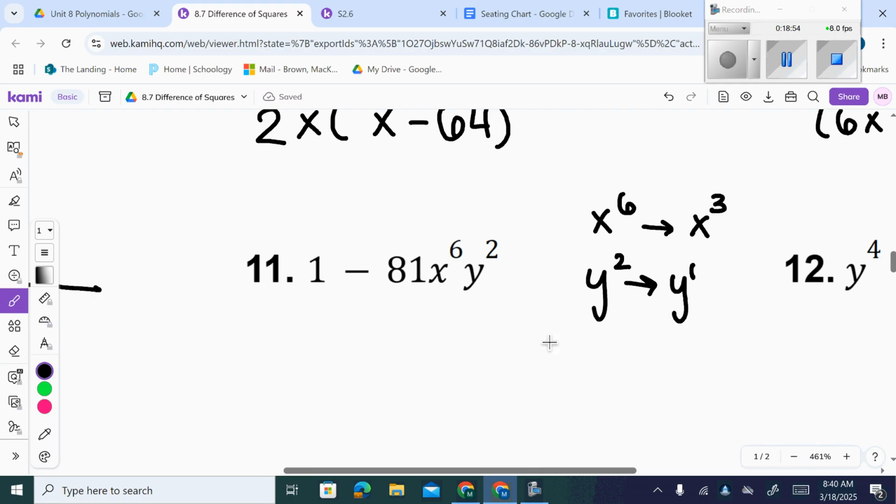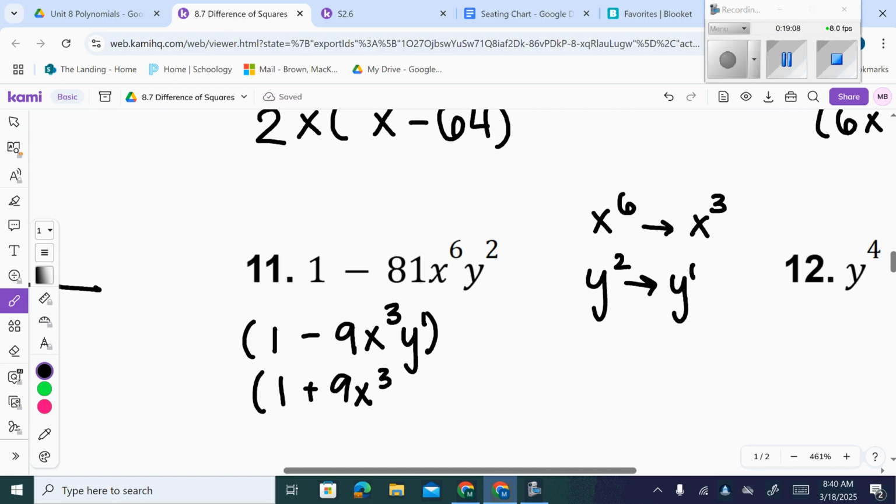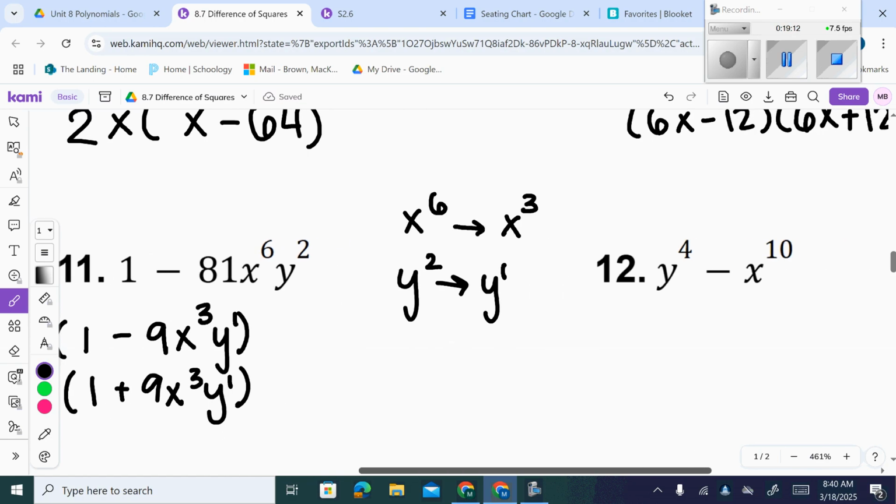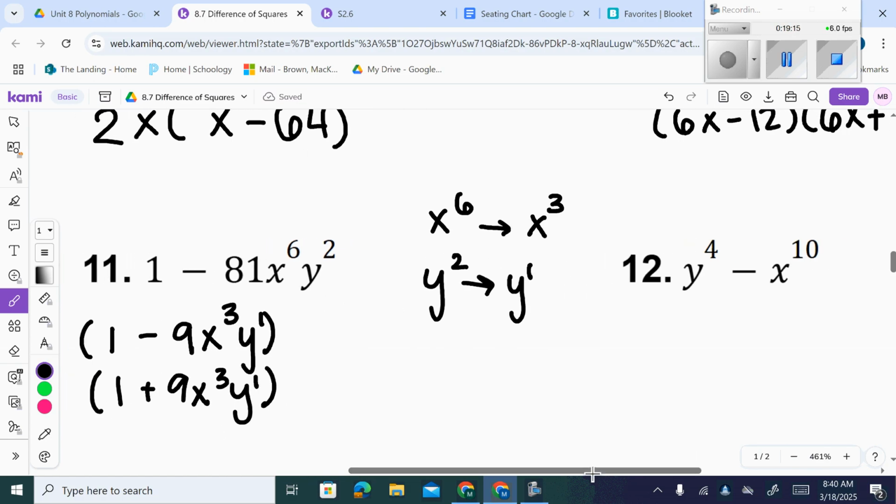So what is this 1 going to become? 1 minus 9x to the third, and y, y to the first if you want. And what's the other one going to be? 1 plus 9x to the third. Good. Alright, so knowing this, try 12. Go.